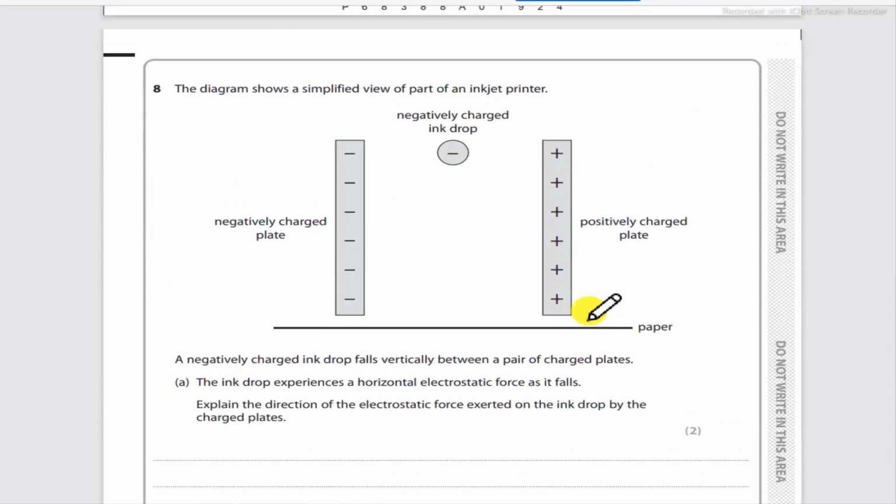So last question for this paper, question number 8. The diagram shows a simplified view of part of an inkjet printer. Negative charge plate, positive charge plate, negatively charged ink droplet. A negatively charged ink drop falls vertically between a pair of charge plates. The ink drop experiences a horizontal electrostatic force as it falls. Explain the direction of the electrostatic force exerted on the ink drop by the charge plate.